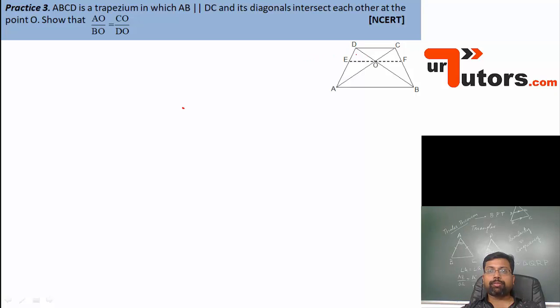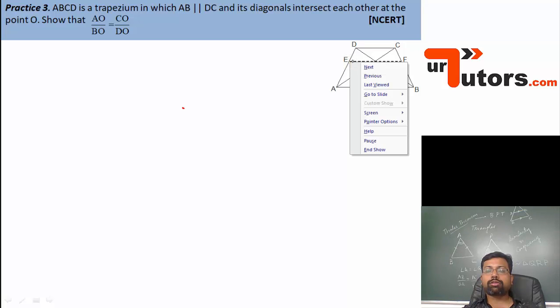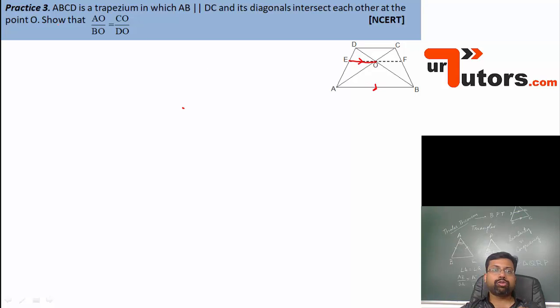Okay, so let's attempt this. What we do here is we construct, not join, we construct a line OE, a line from point O to the side AD parallel to AB. Once you do this, in triangle ADB, what do you see? OE is parallel to AB by construction. Okay.